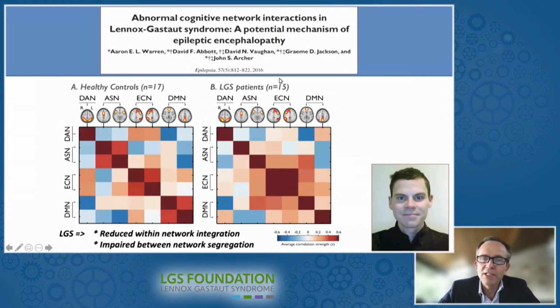In contrast, in patients with Lennox-Gastaut syndrome, we see quite a different pattern of brain network behaviour. There's a simplification of the overall interaction between networks. It's like one big smudgy blob, rather than the system being broken up into its discrete networks. So in summary, what we saw was reduced integration within networks. In other words, within the network, the performance was not as good as it should be. And between networks, we weren't seeing such strong counter fluctuation. So in summary, reduced within network integration and impaired between network segregation.